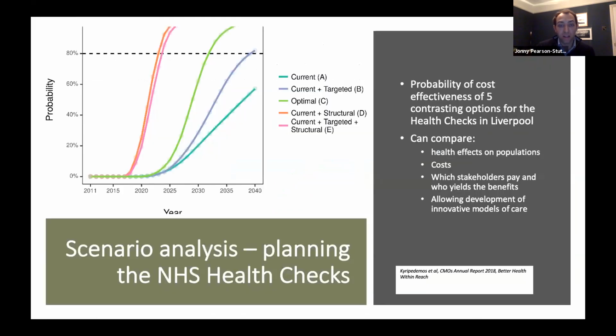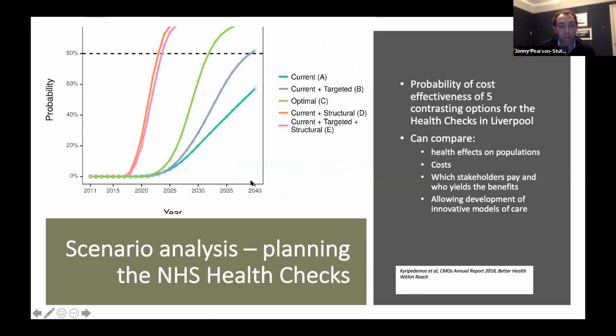So what this then led to was some work between the university and the local authority to look at the NHS health checks and what the different options were. We were able to do scenario planning to look into the future and say, if we were to do this or to do that, what might that effect be on health and also on the costs of the council and of the NHS. So here you can see we've got a graph in the top left corner.